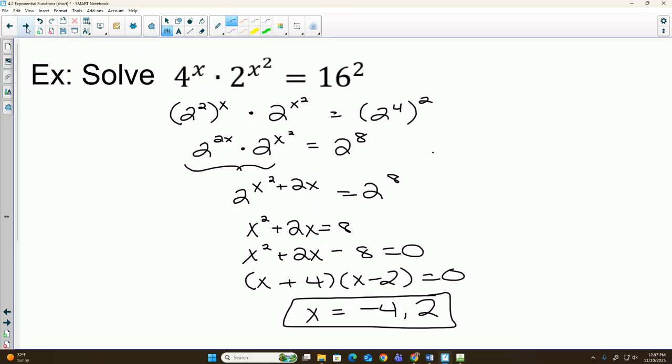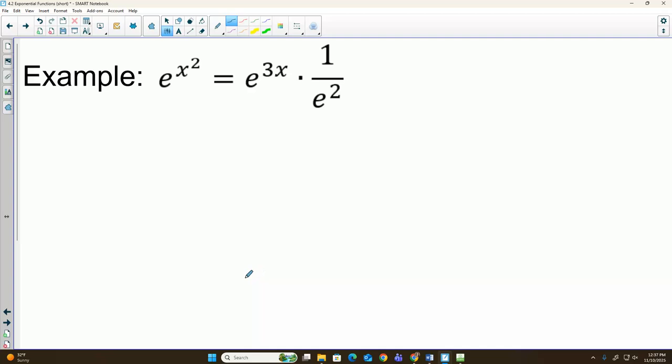Let's try another one. Try that one. Exponent rules. Think about when you change floors, that changes the negative. So if I want to bring this back up to the top, that would have to be a negative 2 power. E to the negative 2 means 1 over e squared.